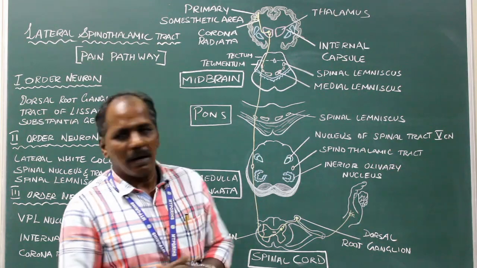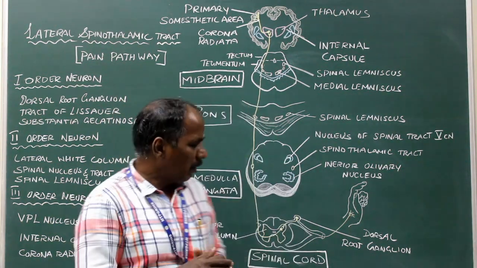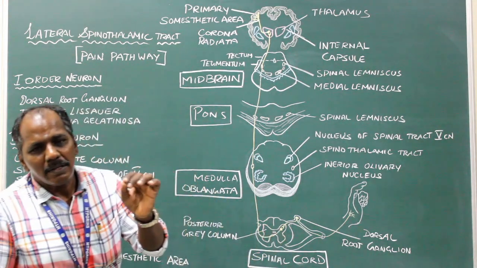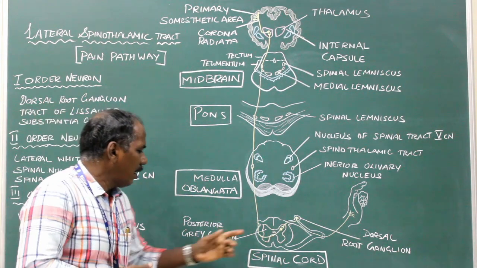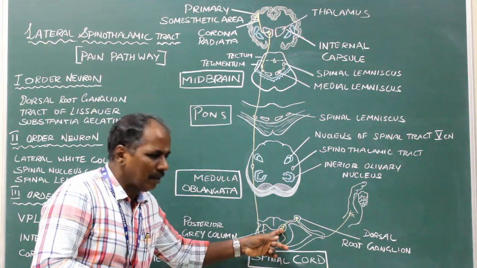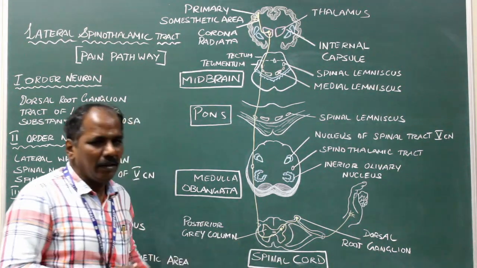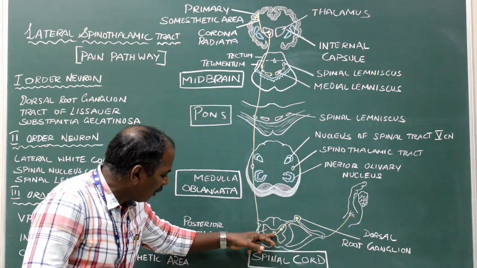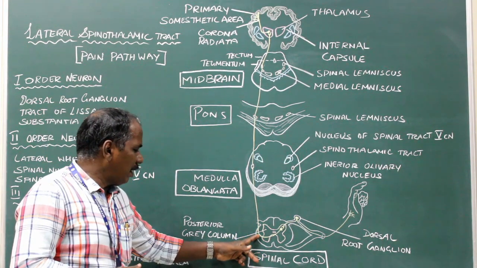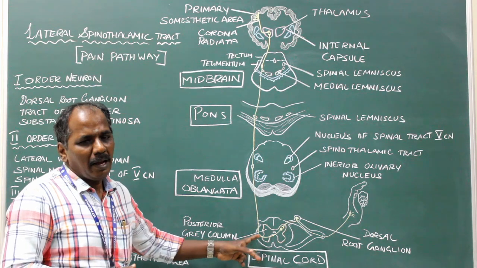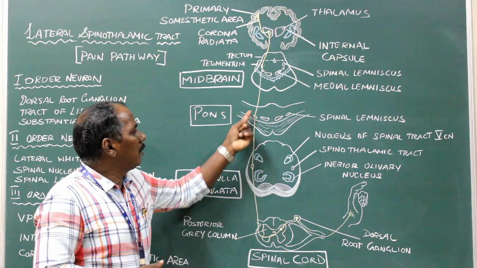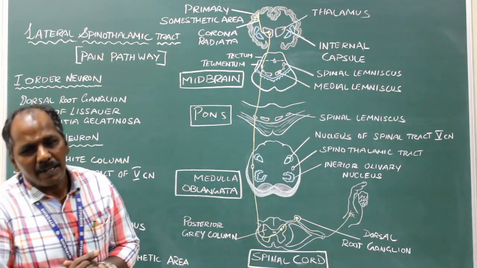The second order neuron. The second order sensory neurons arise from the posterior horn cells, cross obliquely the anterior gray and white commissure, reach the lateral white column, and ascend in the contralateral white column as the lateral spinothalamic tract.